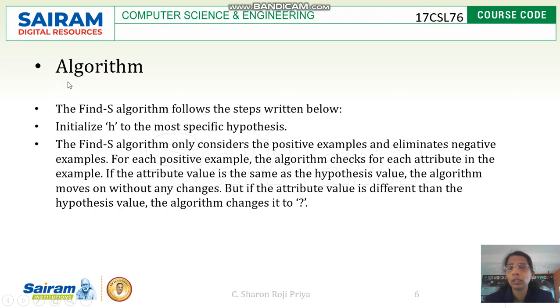Coming to this Find-S algorithm, I'll be considering only the positive examples. I'll discard all the negative examples. In every iteration, I'll check each attribute value in the instance with the attribute value in the hypothesis. If both are the same, I'll not do anything and just proceed to the next attribute. If it is different, I have to put a question mark in the hypothesis attribute place.